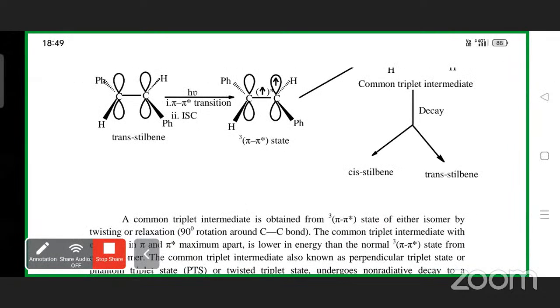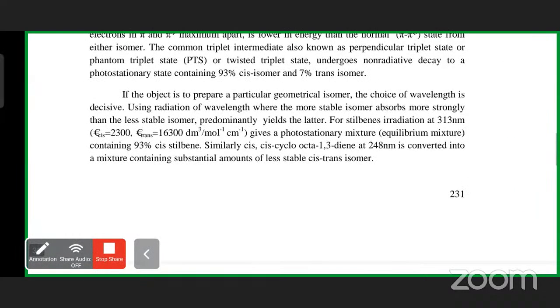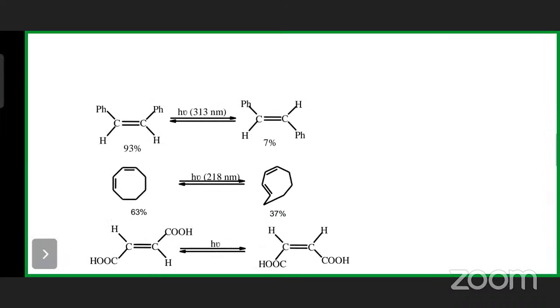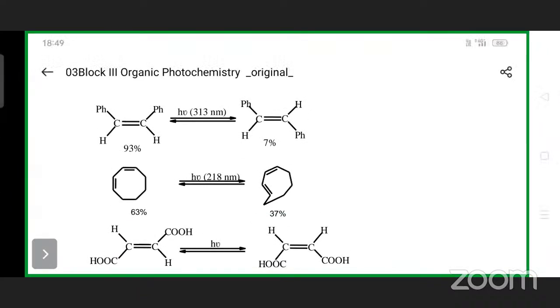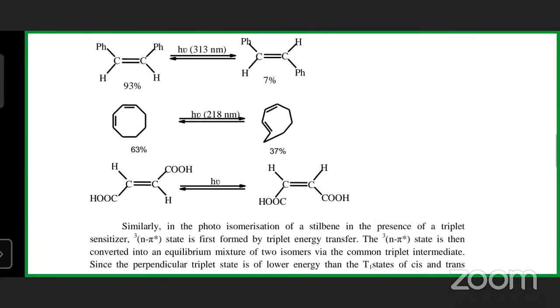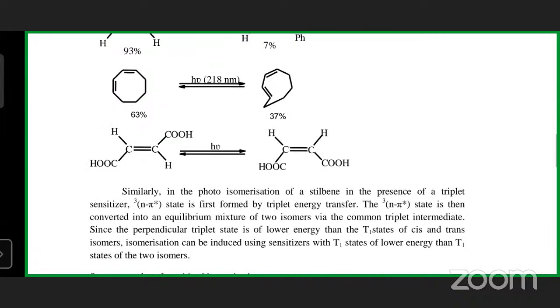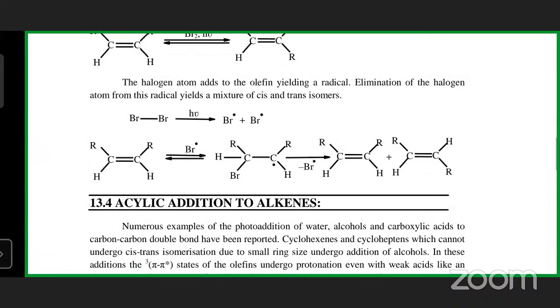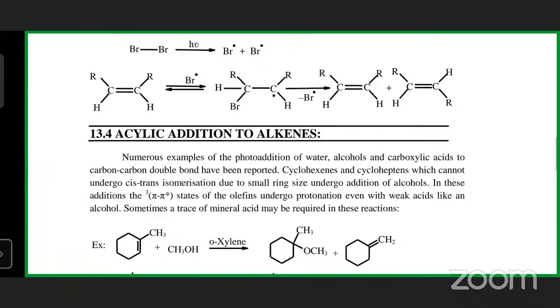So here are some examples, where the isomerization reactions of this olefin at various wavelengths. All these examples you can go through. Next is photochemical addition to alkenes. It is also an addition reaction.